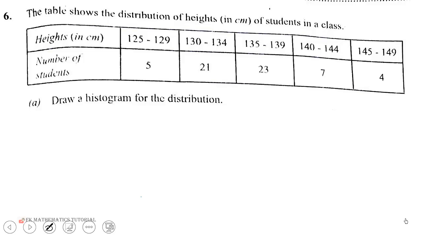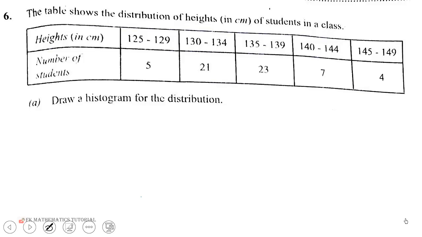Let's continue with question number 6. The table shows the distribution of heights in centimeters of students in a class. Draw a histogram for the distribution. So we can see the table is a frequency distribution table with class interval. So this is grouped data with class interval.